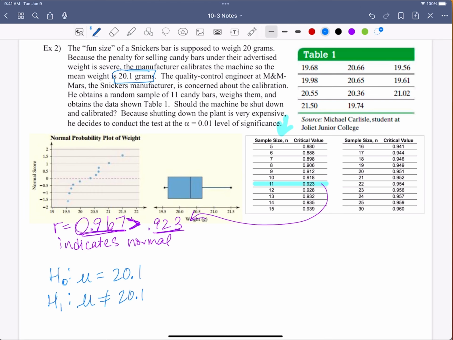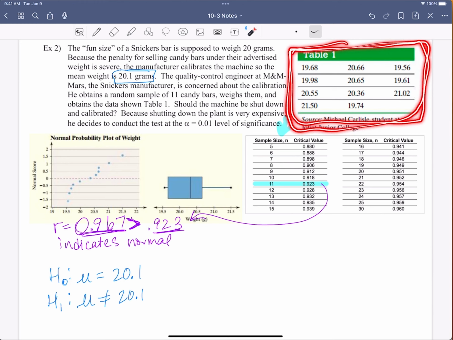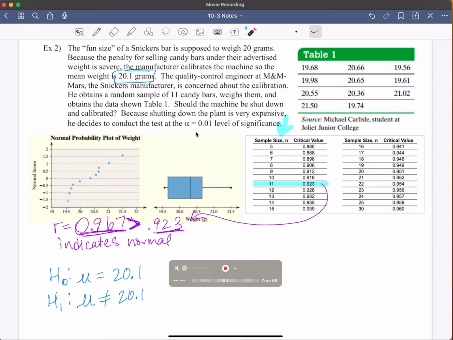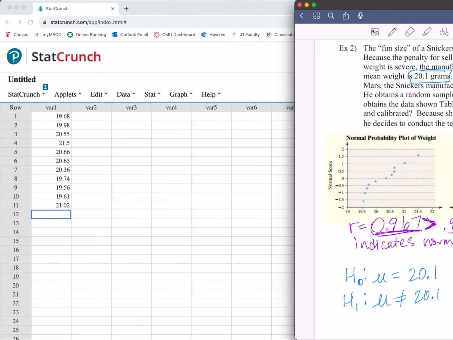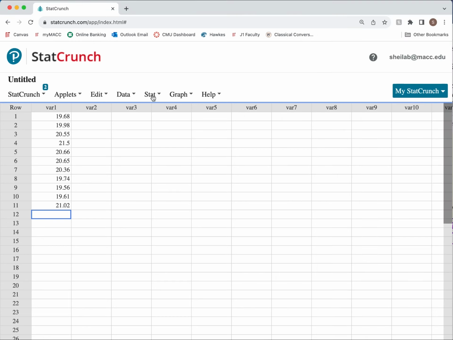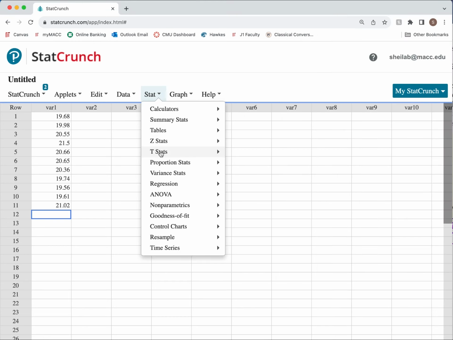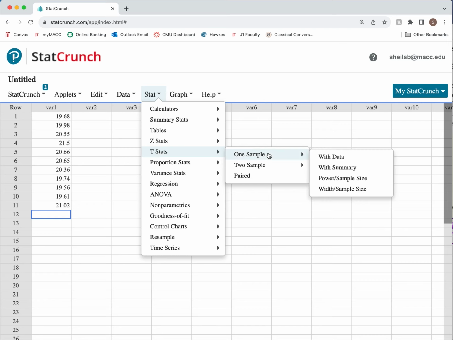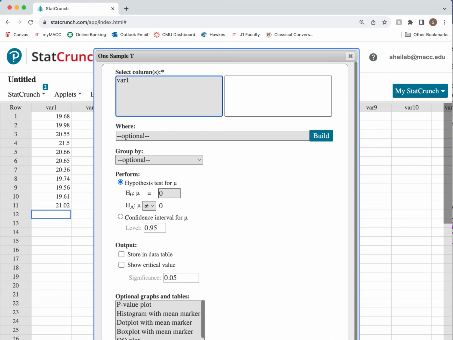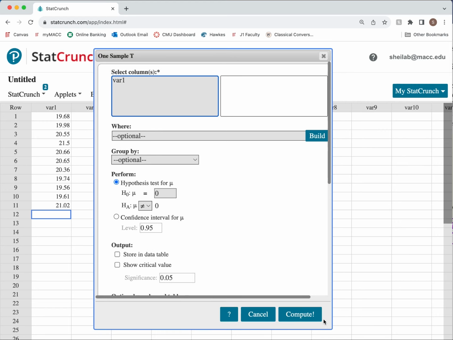All right? Okay, so you should have StatCrunch up so that you can be working with this at the exact same time. To save time in the video, I went ahead and already put that data in StatCrunch, so you're not waiting on me typing that in. But we go to the same place. This is a mean, so we're going to T Stats, One Sample, but now I have data, right? I'm not given the standard deviation. So when we have the summary, we have to put in standard deviation.